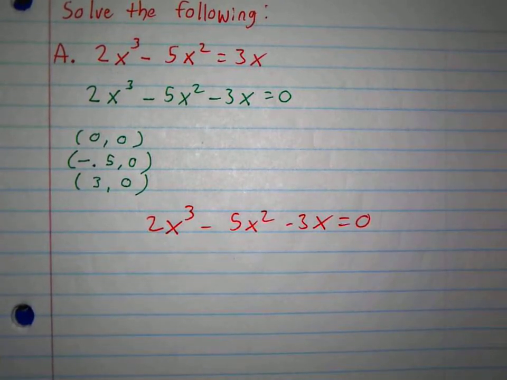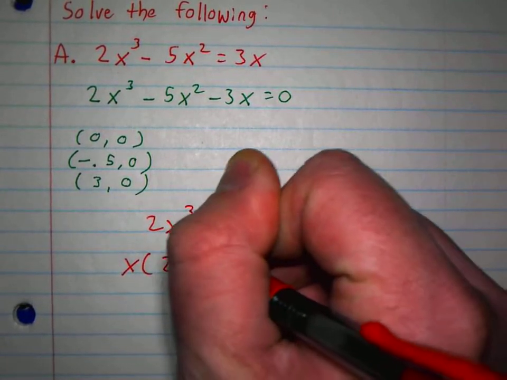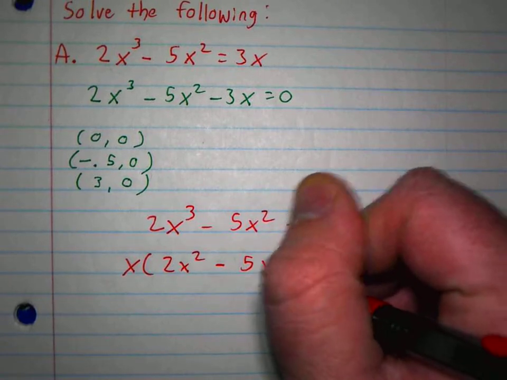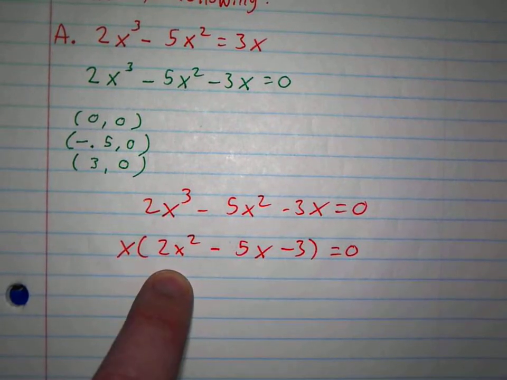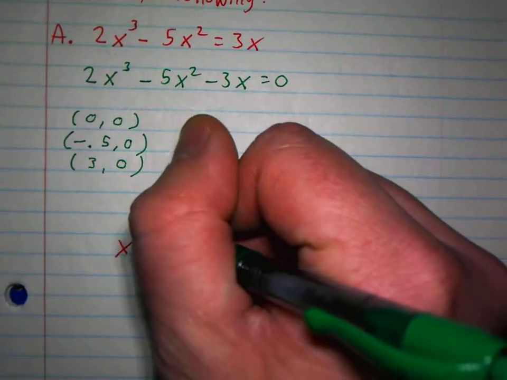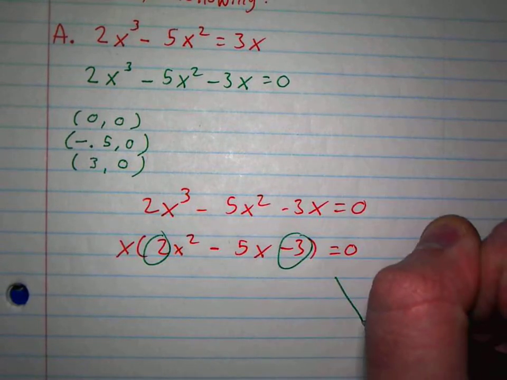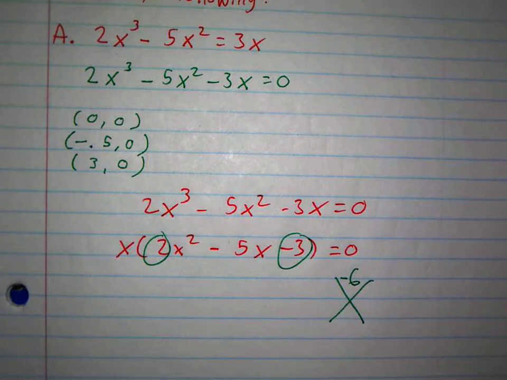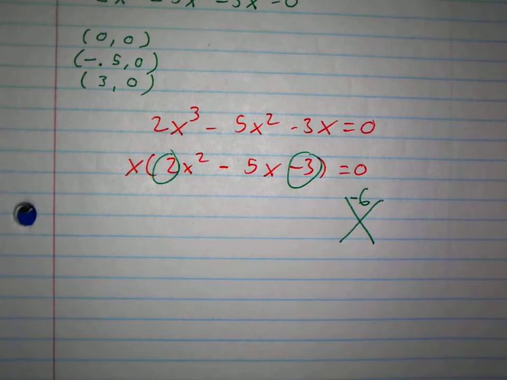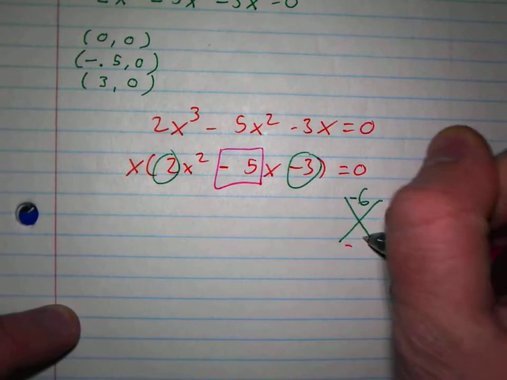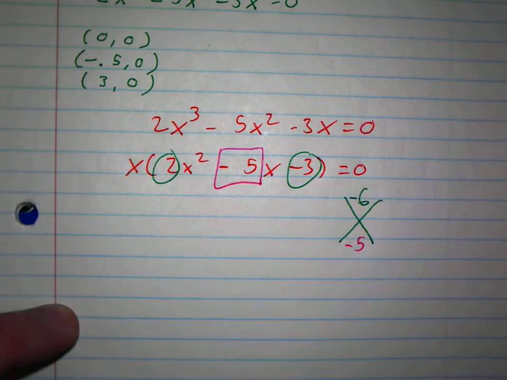Factoring that has a GCF. GCF is x, leaving 2x squared minus 5x minus 3. This is a quadratic trinomial. A is not 1. That's where you take 2 times -3, -6. So you're looking for 2 numbers that multiply to -6 and add to, which one? -5, right? And those 2 numbers are -6 and 1.